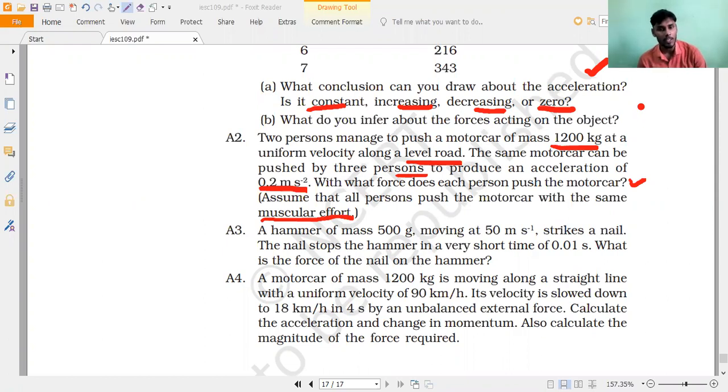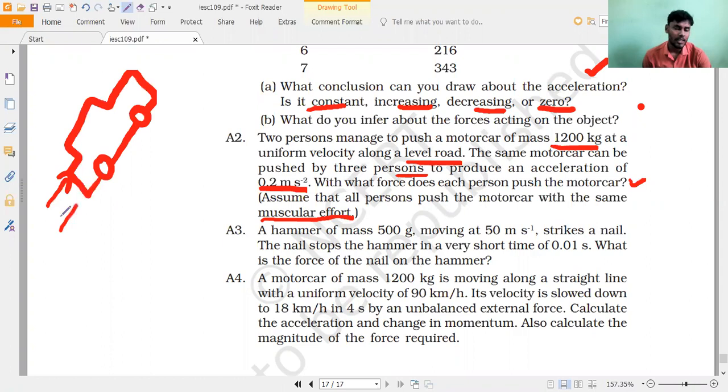Now before, how many persons pushed? 2 persons. Before starting, read the question. Imagine first. 2 persons managed to push a motor car at a uniform velocity on a level road. So imagine, all of you. This is my motor car, and 2 persons are pushing at a time. So this person's force is F, because they are saying equal muscular effort.